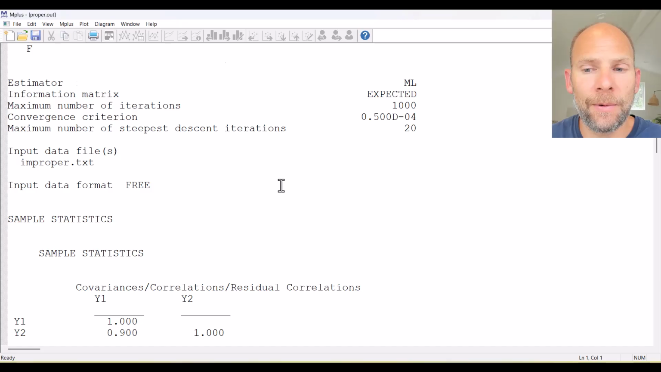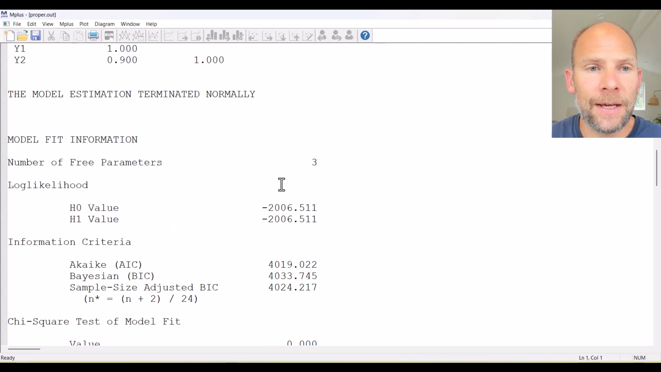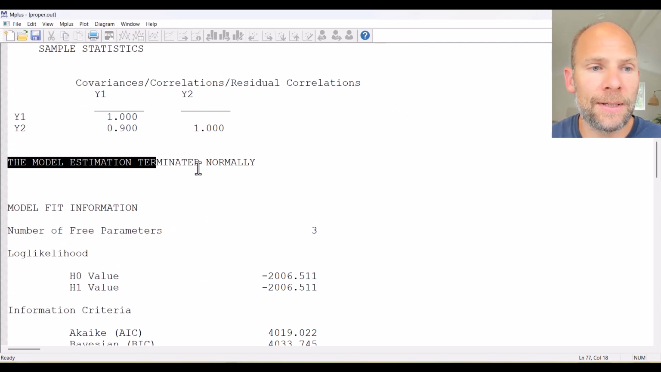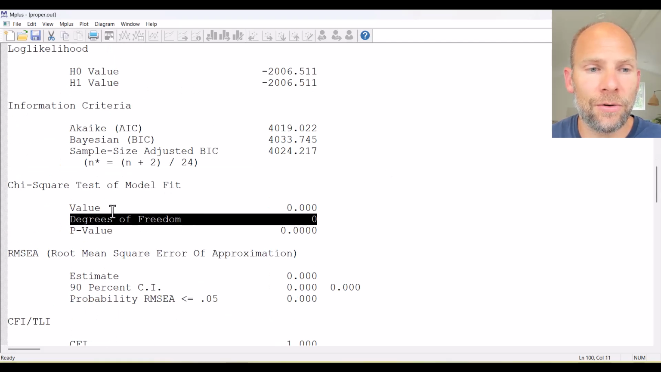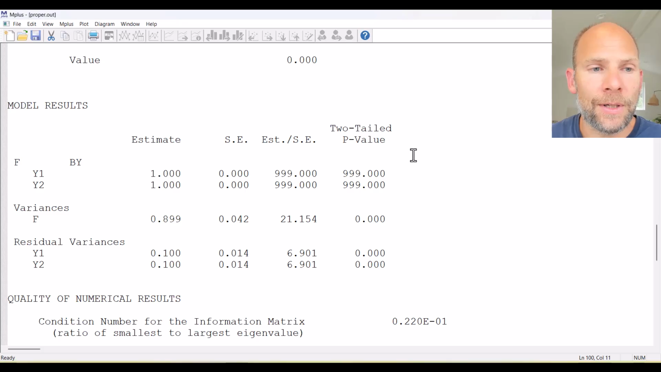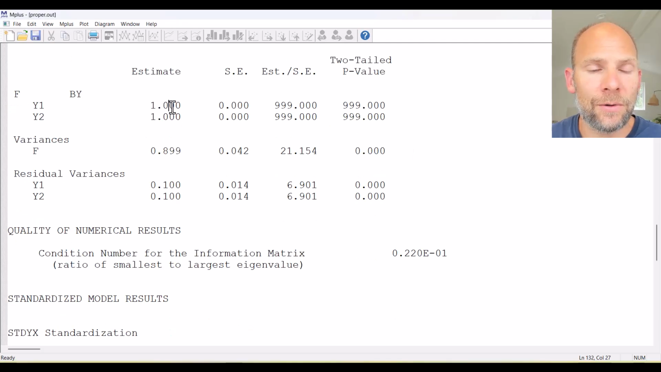So here, when we go down, we can see there's no warning message. It only says the model estimation terminated normally. The model is still saturated. And then when we go down, you can see both loadings are fixed to 1 now. We have a variance for the factor that is proper. We have two error variances that are also positive now, and there's no negative error variance.